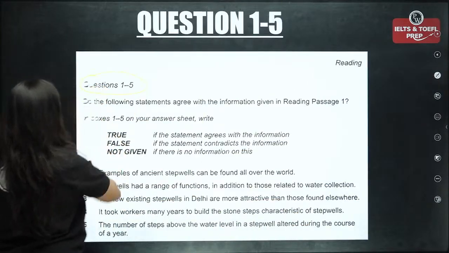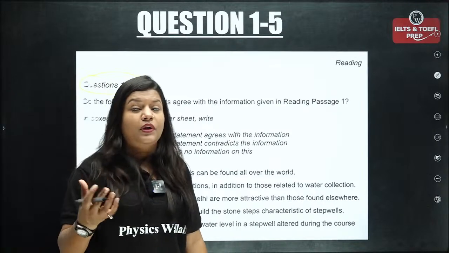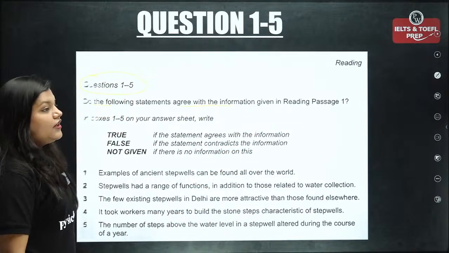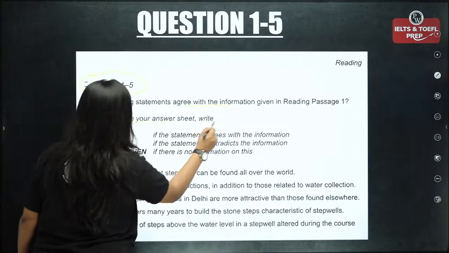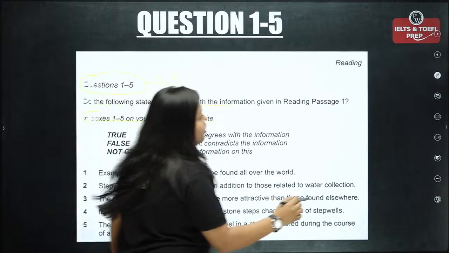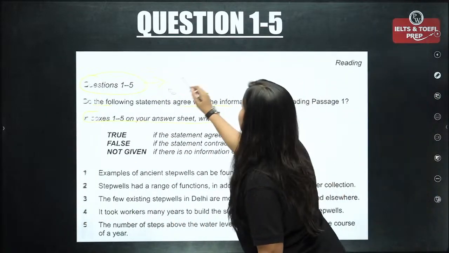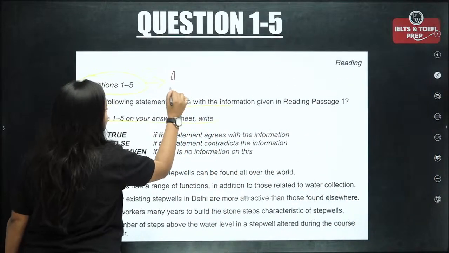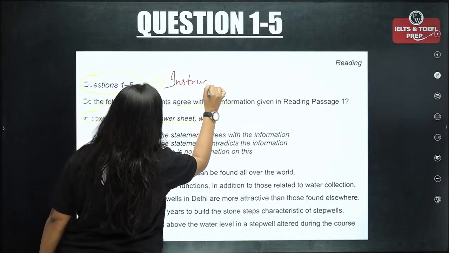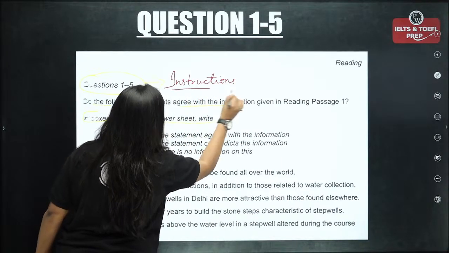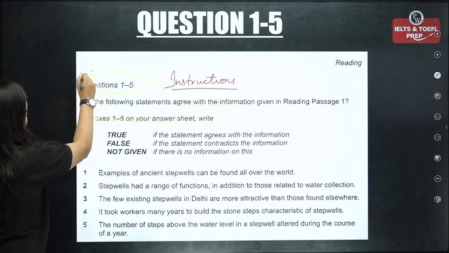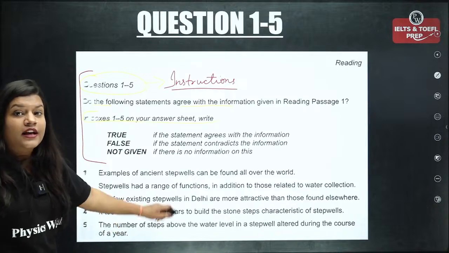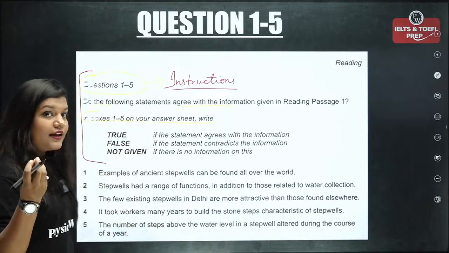So you need to read the question before I start reading the passage, because I have to explain it to you as well. Now, do the following statements agree with the information given in reading passage 1? Now let's understand. These are the instructions and you have to read them properly. This is how your entire question paper is going to look. This is exactly how the question comes. This is the reason I have taken it from Cambridge, so that you can get the reliability.